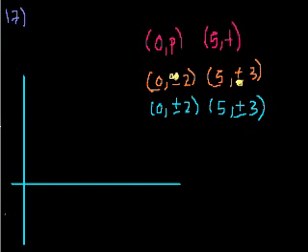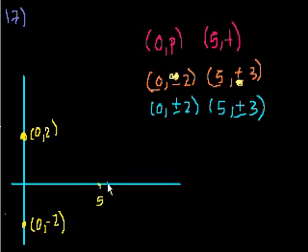And so, let's see. First I have the point 0, comma, plus 2 or minus 2. So this is, let's call this is 0, 2. This is 0, minus 2. And then we have 5. Let's say this is 5 out here. And so this would be, let's say this is 3 up here.